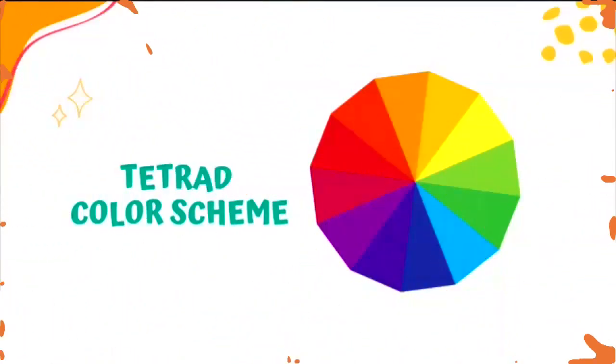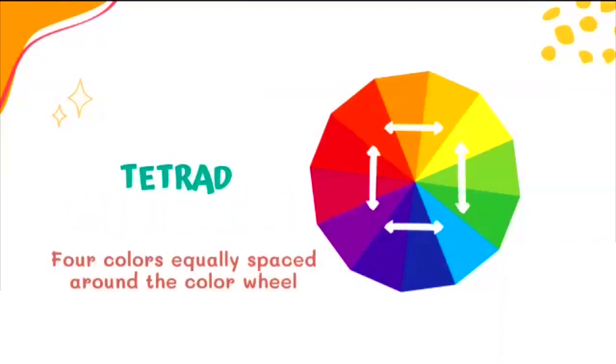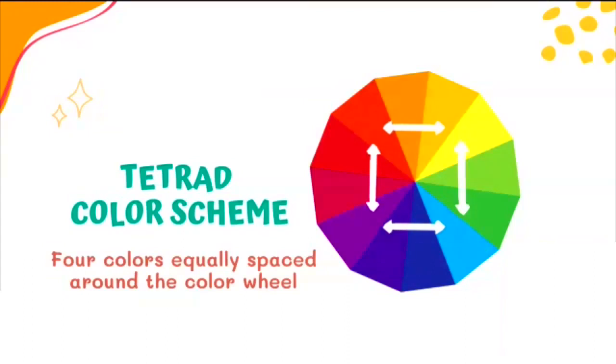When you say tetrad, what does it mean? Ano kayang ibig sabihin ng tetrad? Tetrad means 4. So today we'll be learning about tetradic color scheme, and that means we'll be choosing or using 4 colors. Yes, so yung totoong meaning ng tetrad means 4 colors that are equally spaced around the color wheel.